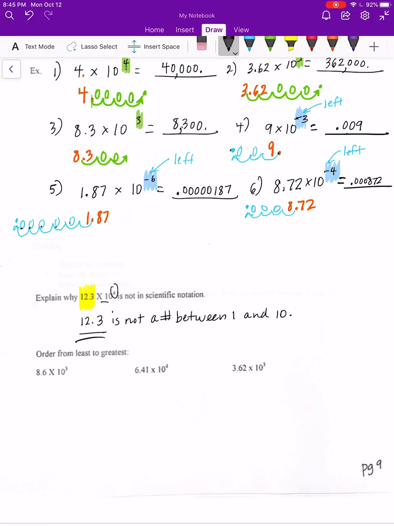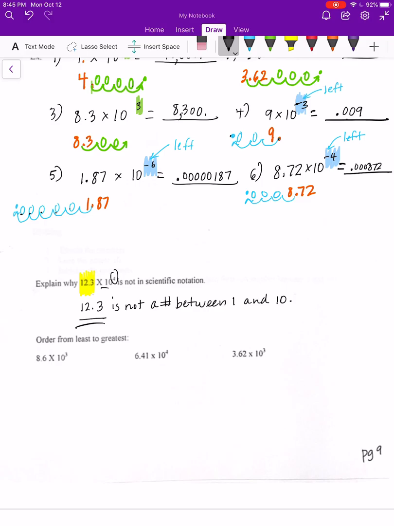All right, and last but not least, we have to order from least to greatest. So let's turn these all into numbers first. This first one would be 8.6, and you move it 3 times. 1, 2, 3. So this would be 8,600. My new decimal point would be down here.